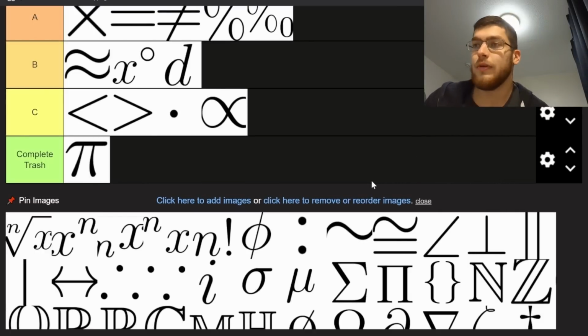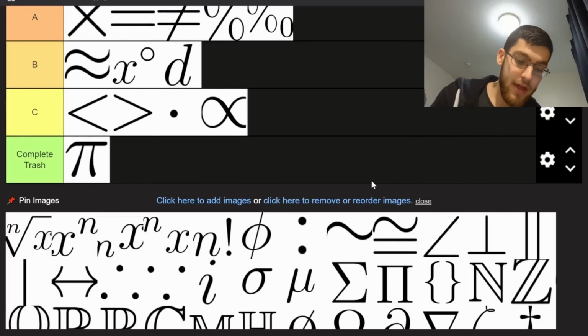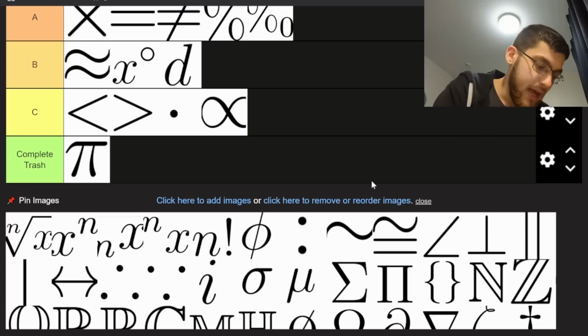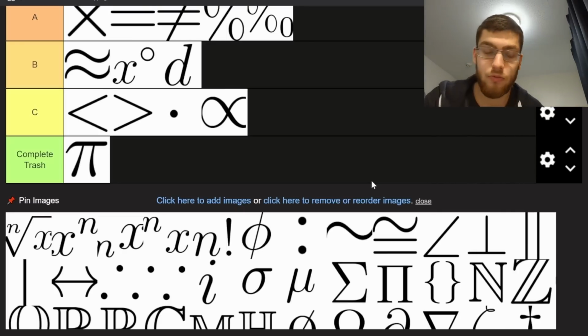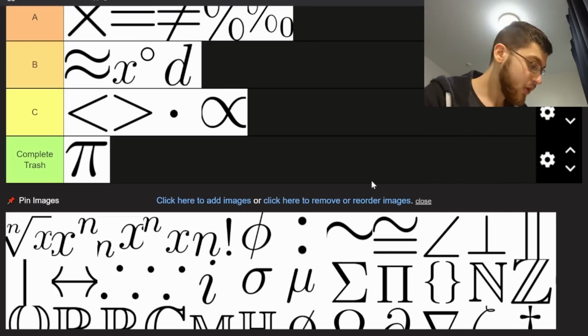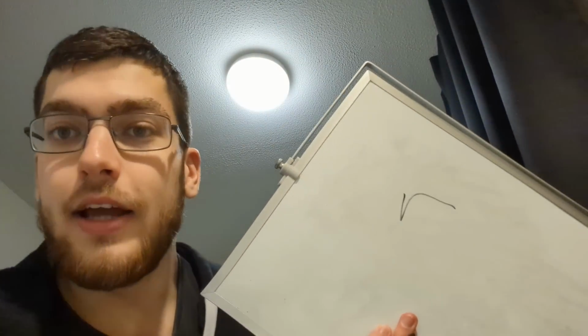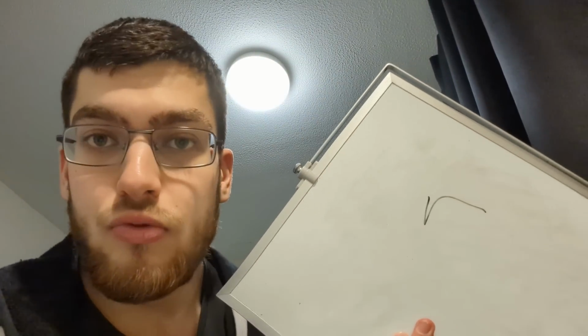Next is the root symbol. Now, the root symbol, my theory on it, and correct me if I'm wrong, is that because root starts with the letter R, we use a big letter R, because that's basically just a letter R. It's also a root symbol, right? Root.